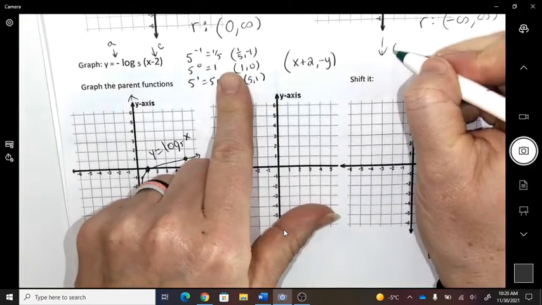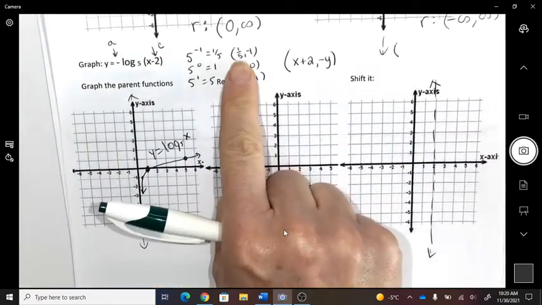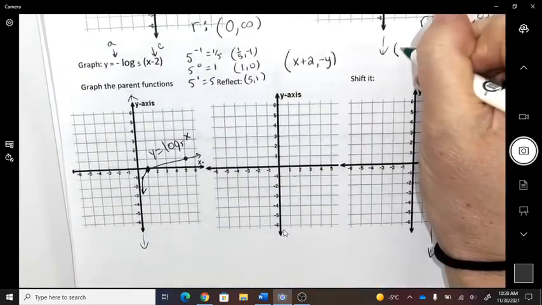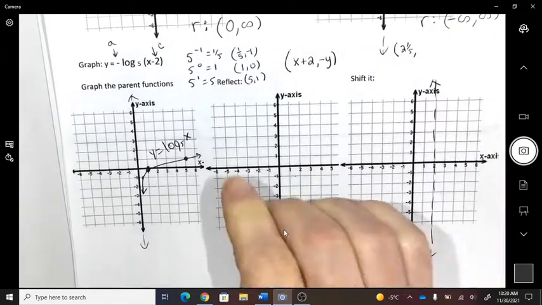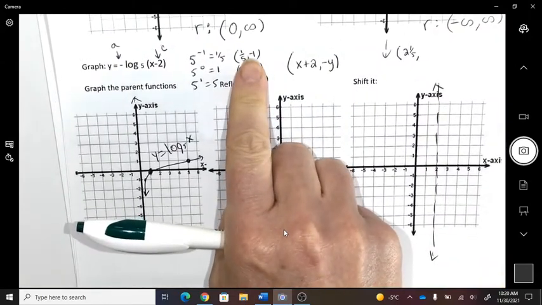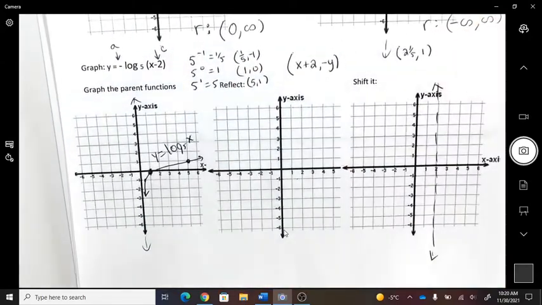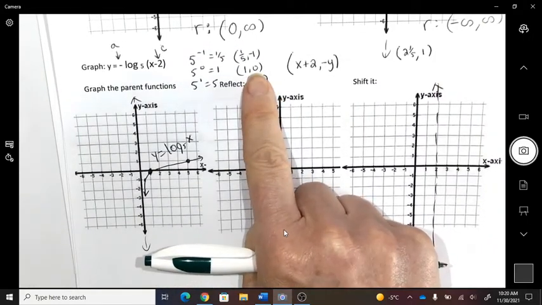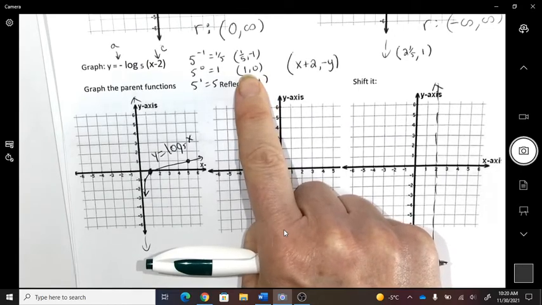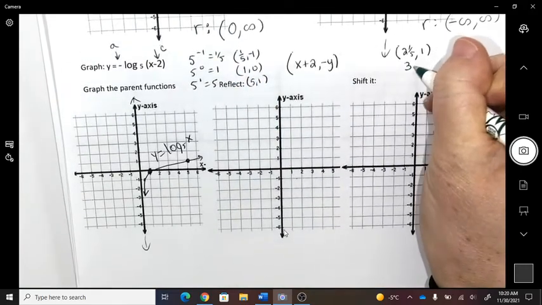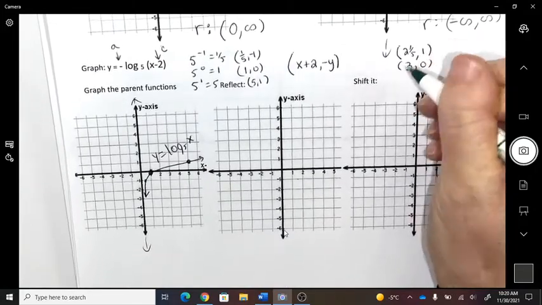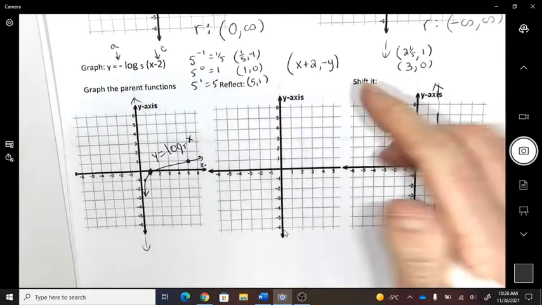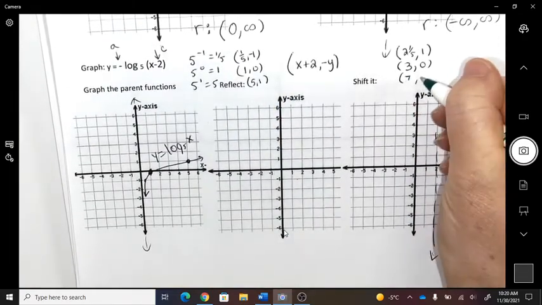Okay, here we go. Here's our fraction. What is 1/5 plus 2? 2 and 1/5. What's the negative of -1? Positive 1. 1, 0 is going to turn into 3, 0. And the 5 is going to turn into 7. And then it's going to be -1.